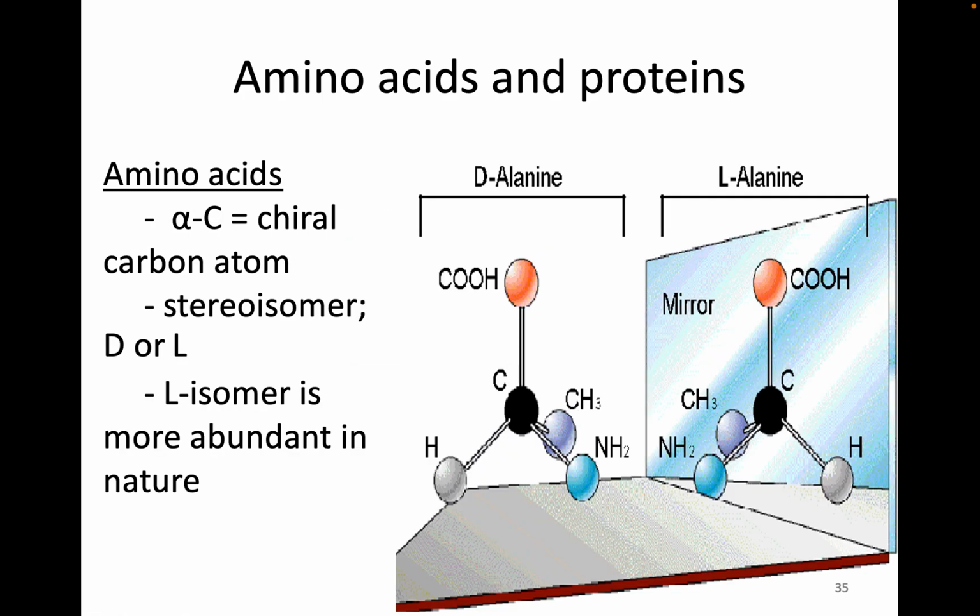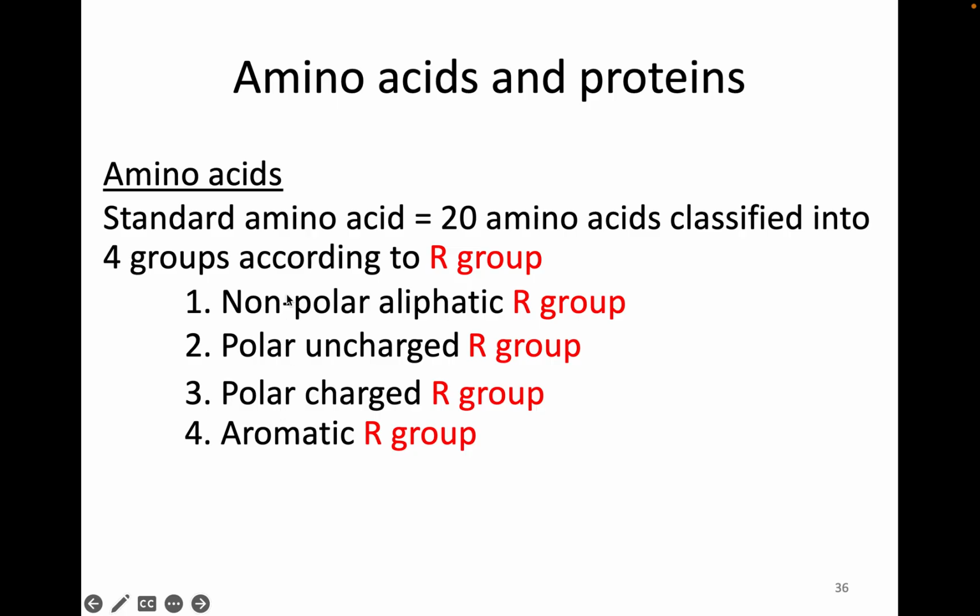Due to chirality, stereoisomers like monosaccharides, D and L enantiomers, occur, with the L configuration being the most abundant in nature. There are four main groups of standard amino acids according to the chemical properties of the R side chain. Those are non-polar aliphatic R group, polar uncharged R group, polar charged R group, and aromatic R group.